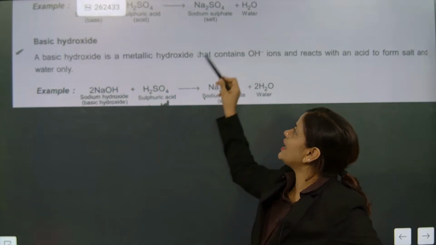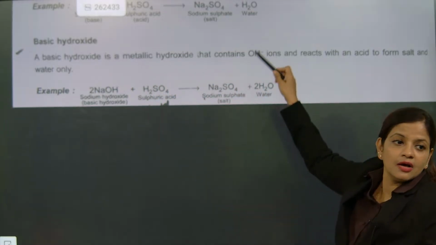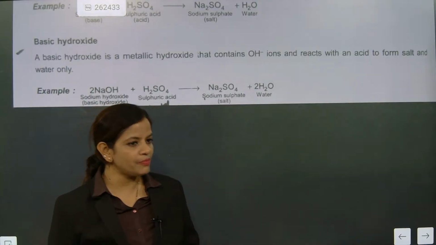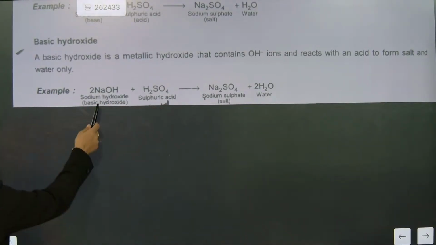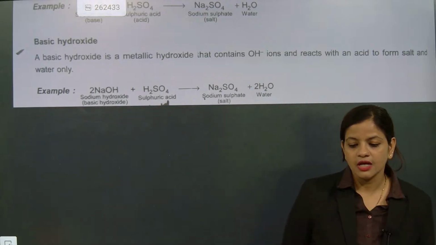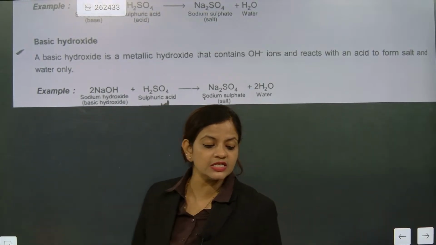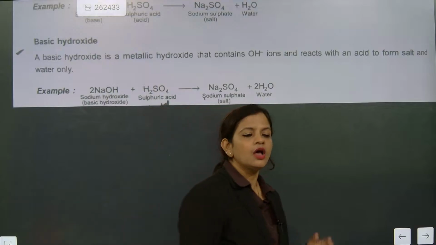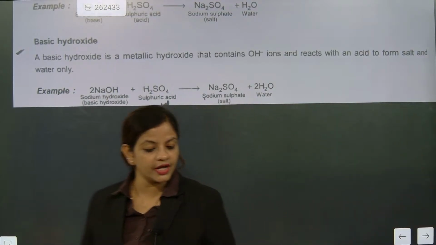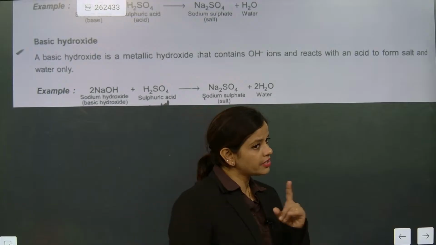Metallic hydroxides contain OH minus. Metallic hydroxides are containing what? OH minus, like sodium hydroxide. They are basic in nature. And these bases, when they react with acids, what are they doing? Neutralization reactions. They are making neutralization reactions.